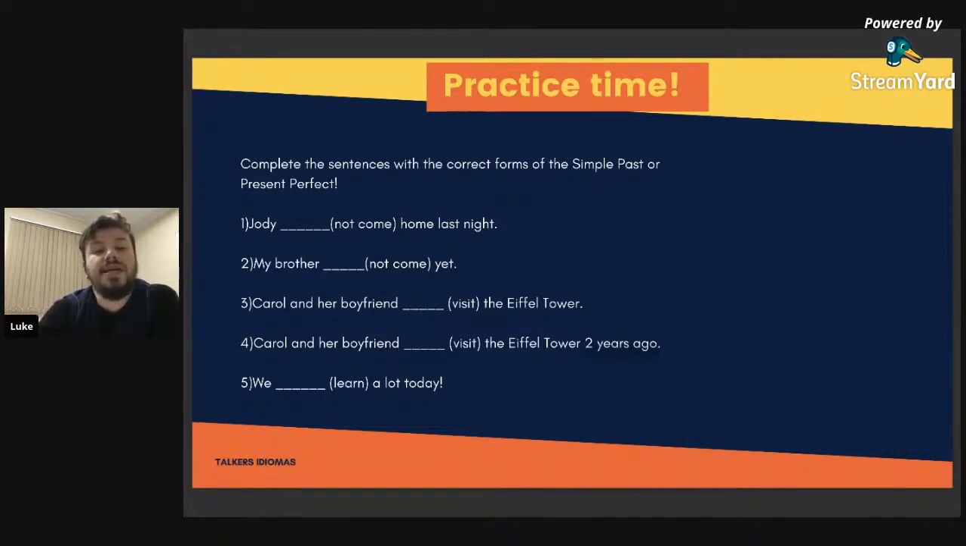We blank a lot today. We blank a lot today. You think it's simple or present perfect? The verb is learn. Let's see. Okay, simple past 2, simple past.